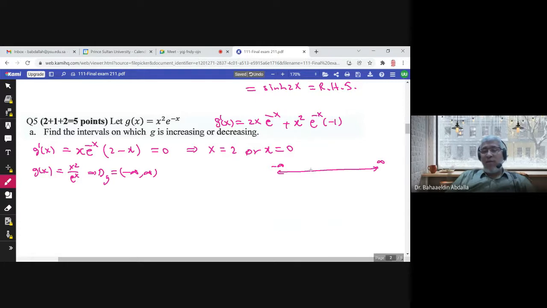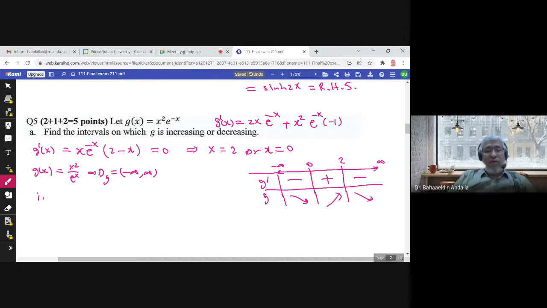So we make the table. This is 0 and this is 2, okay? And check the sign of g prime and then find out where g is increasing and decreasing. If I choose a number greater than 2, 3, this would be negative. 2 minus 3 is negative. x would be positive. So e to the power negative x is always positive, I don't have a problem with it. So the sign is negative. From 0 to 2, choose 1, for example. 2 minus 1 is positive, x is positive, so this is positive. Negative 1, 2 minus negative 1 would be positive, but x would be negative, so I have a negative sign here. So decreasing, increasing, decreasing.